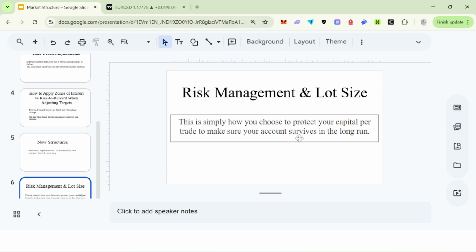So lot size, like I said, is what allows you to actually control that risk. They work together hand in hand. Once you decide how much you want to risk, your lot size is what makes it possible. So for example, 0.01 lot size is equal to $0.1 per pip on a standard pair. 0.1 lot size is equal to $1 per pip.